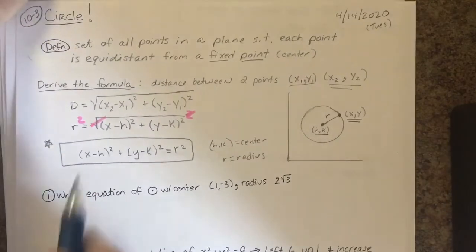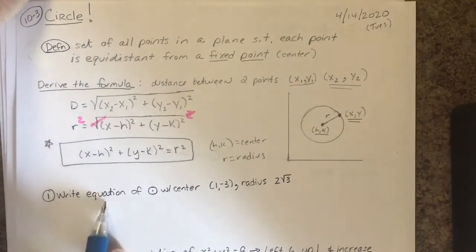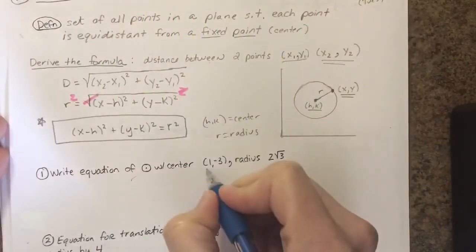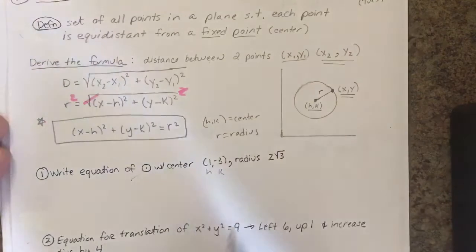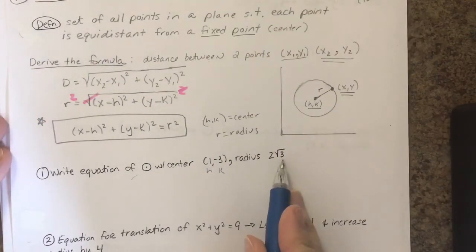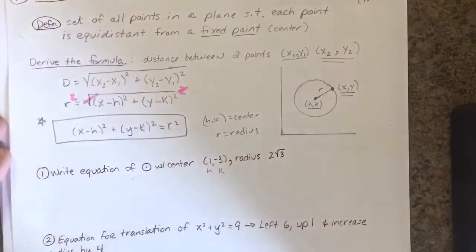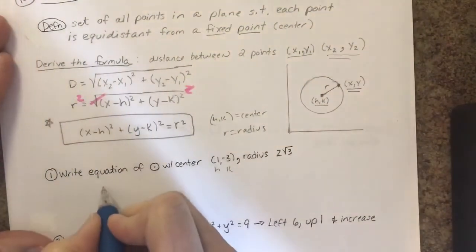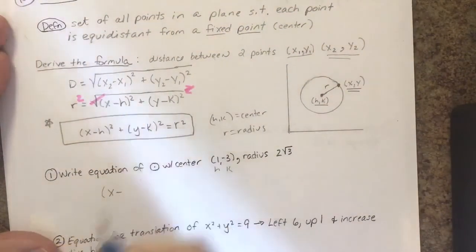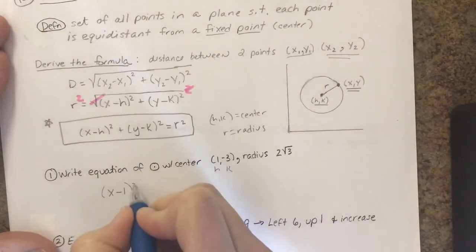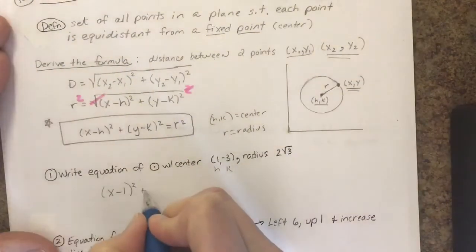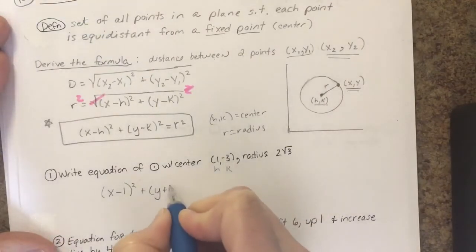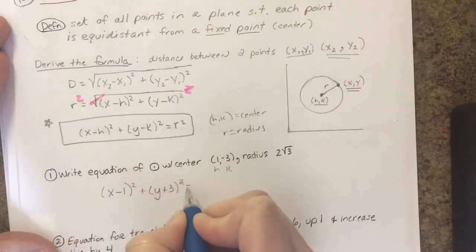So you need three things to write the equation of a circle. First problem, write the equation of a circle with center 1, -3, and radius 2 square root of 3. Radius can be anything, of course not negative because it's a distance. So we plug in, x minus h, which is 1, quantity squared, plus y, now double negative, minus a -3, so plus 3, quantity squared, equals.